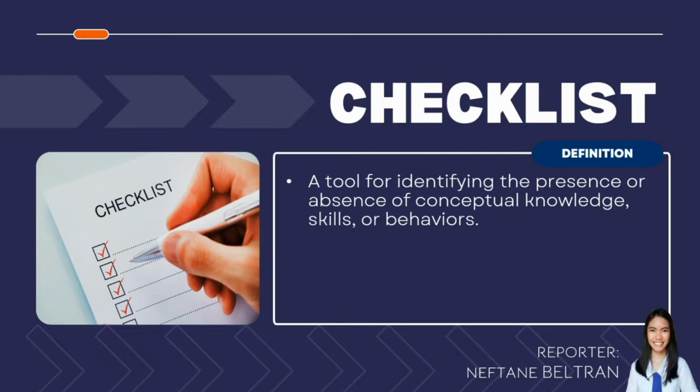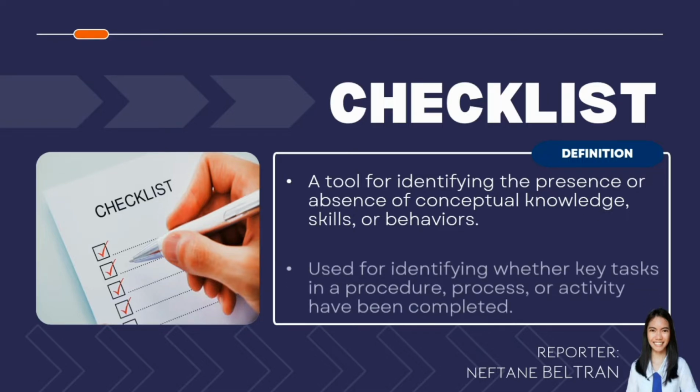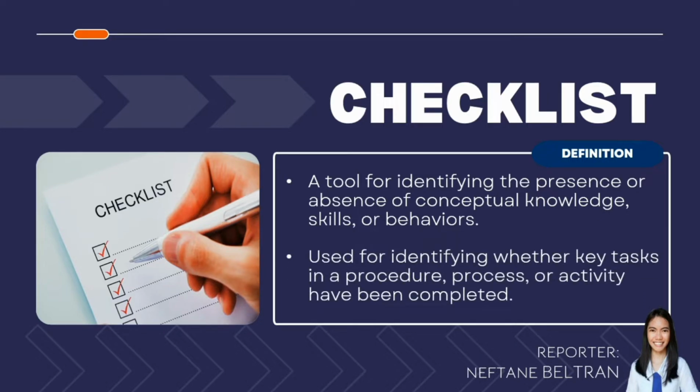A checklist, by definition, is also used for identifying whether key tasks in a procedure, process, or activity have been completed. So a checklist is also helpful for us students if we have so many activities to be done. With the use of checklists, everything will be organized and we can easily identify which activities have been completed. So there are some advantages and disadvantages of using checklists.